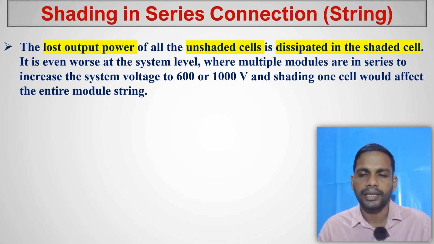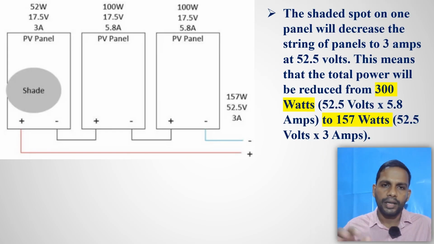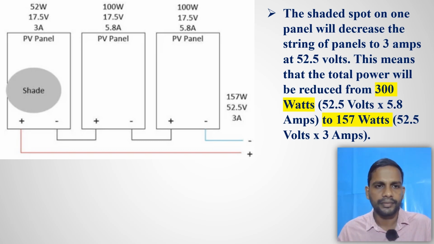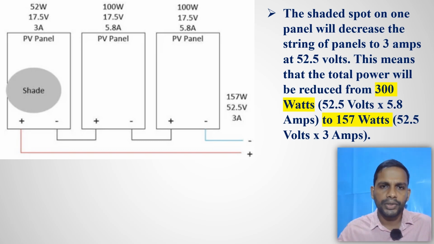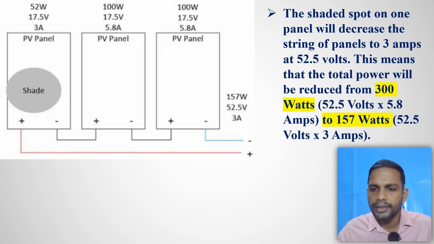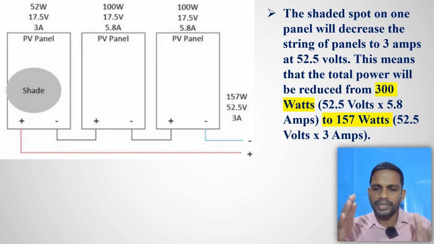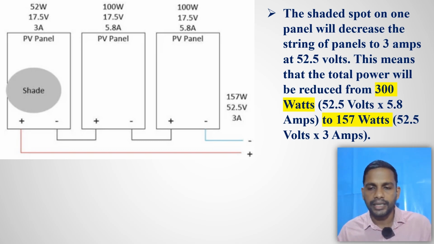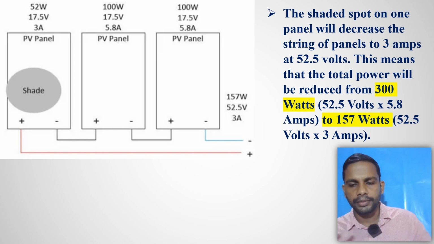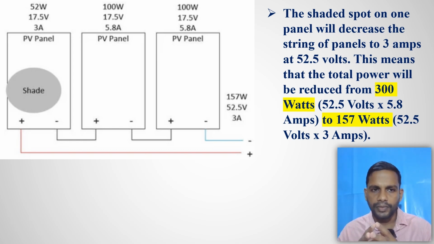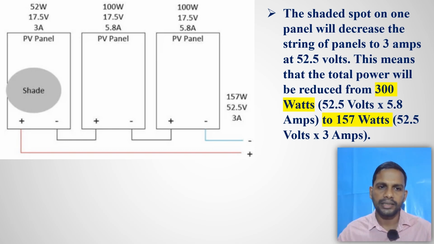So let's look at an example here. Let's say we have 3 modules connected in series, and each module is rated at 100 watts, 17.5 volts and 5.8 amperes. All three have the same rating. Usually we install the same rated panels, otherwise it creates a mismatch, which I already explained in the previous lecture. Now imagine the scenario where the first module is shaded.